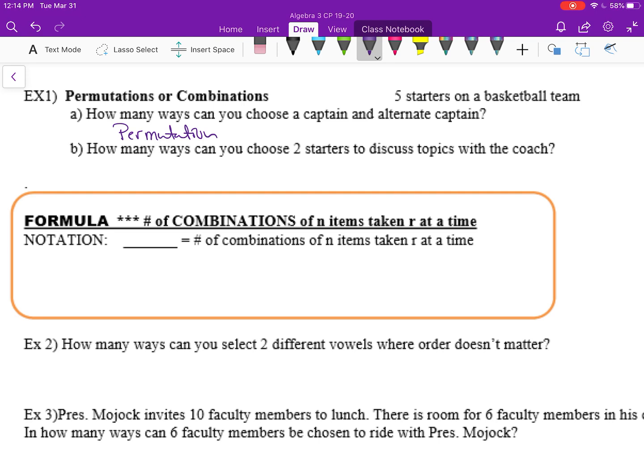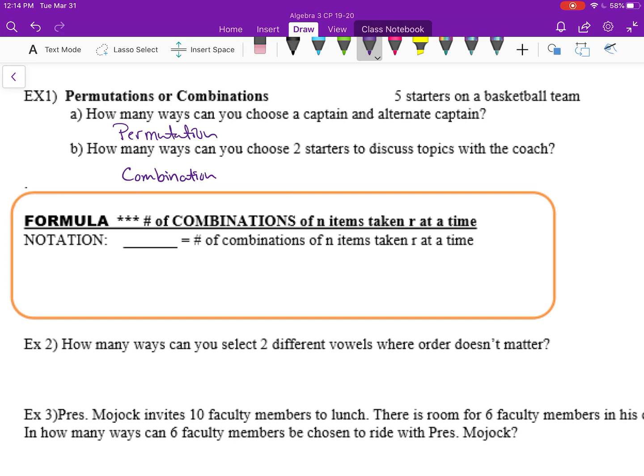Now, if the coach just wants two starters, if you're chosen first or second, it doesn't matter. You're still talking to the coach. It doesn't change your position. You're still a starter. So in this case, when you choose two people, the order in which the two people are chosen makes no difference. That would be an example of a combination. So permutations, order matters. Combinations, order does not.